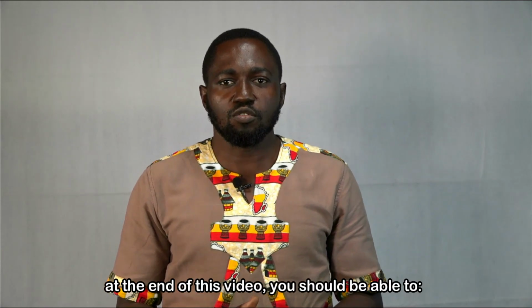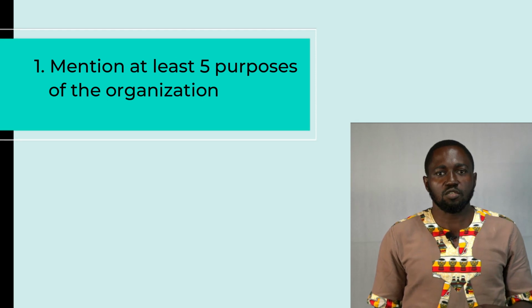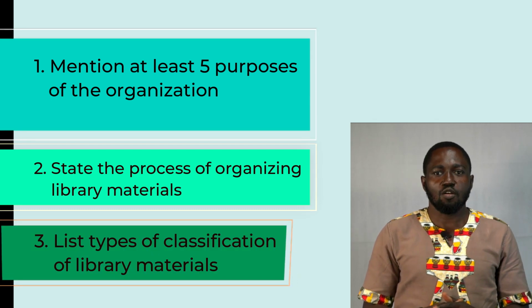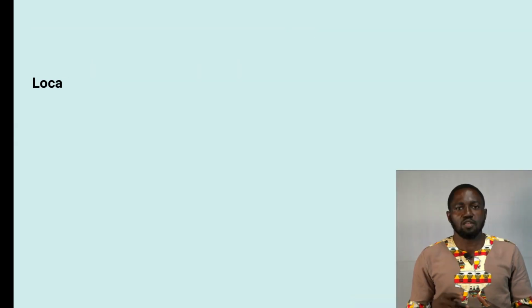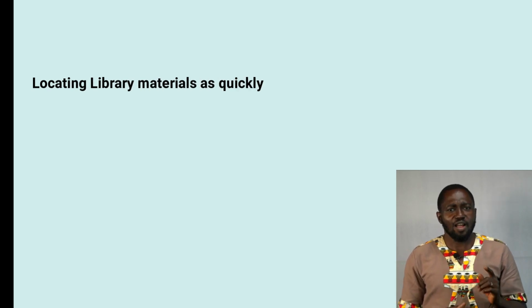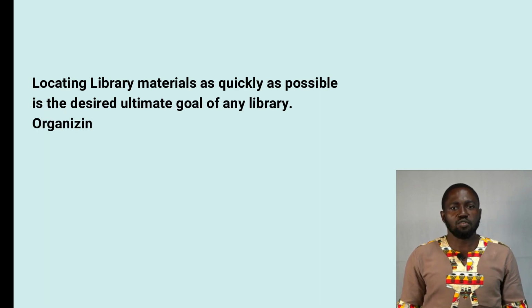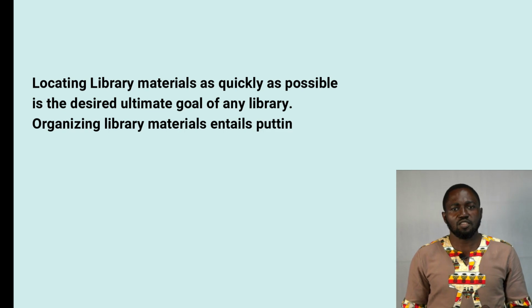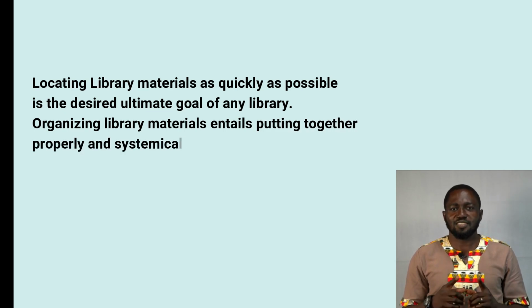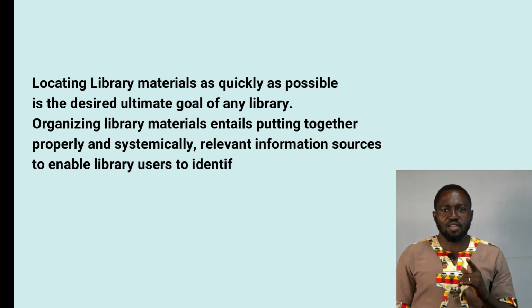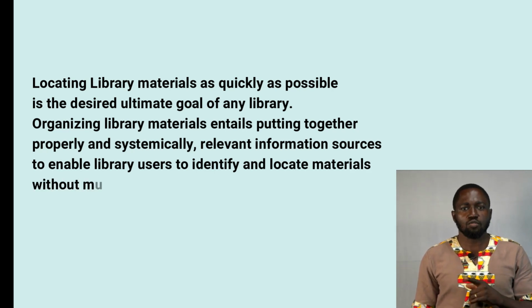At the end of this video, you should be able to mention at least 5 purposes of organization, state the process of organizing library materials, and list types of classification of library materials. Locating library materials as quickly as possible is the desired ultimate goal of any library. Organizing library materials entails putting together properly and systematically relevant information sources to enable library users to identify and locate materials without any difficulty.